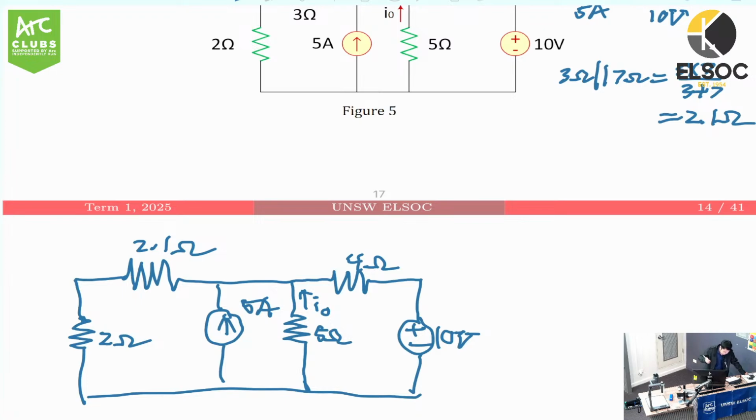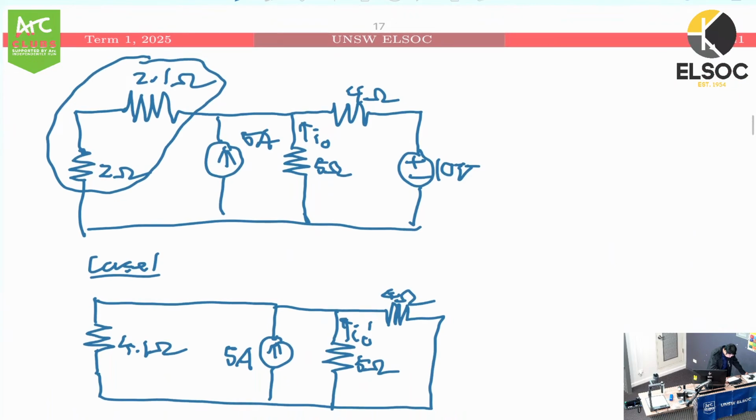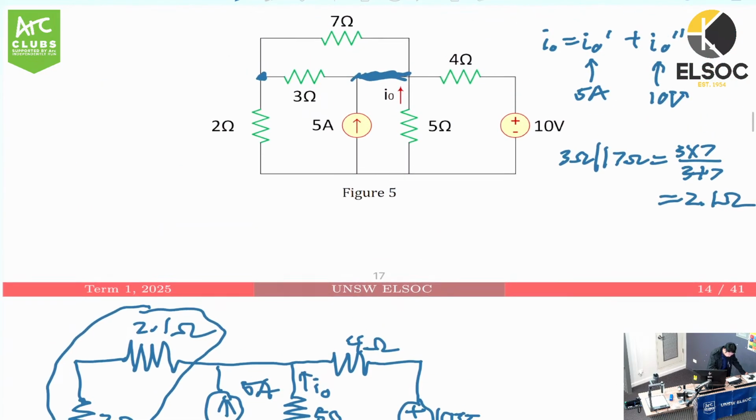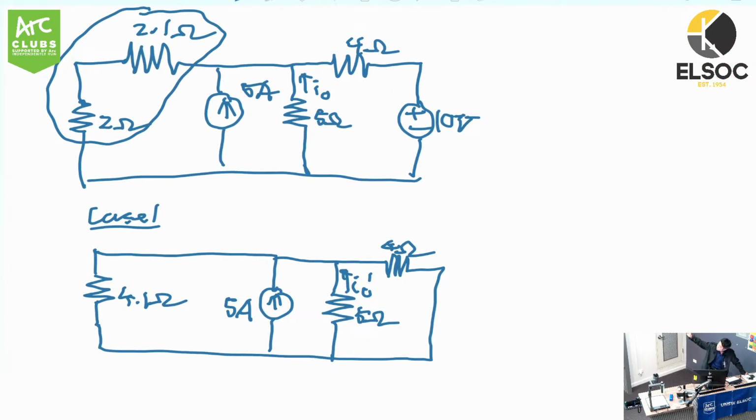Everyone see? We can also simplify the 2 ohm and the 2.1 ohm, because they're in series. So we can just put them as a single 4.1 ohm. And now we can start to actually do the nodal and mesh analysis. For case 1, we want to find I0 dash, so we short circuit the 10 volt source. By doing that, we should arrive at the circuit as I have drawn in case 1.